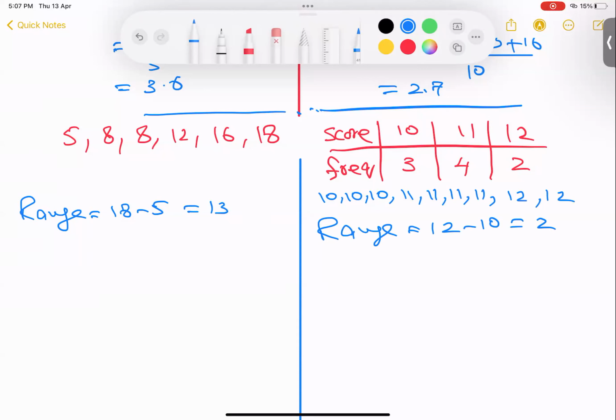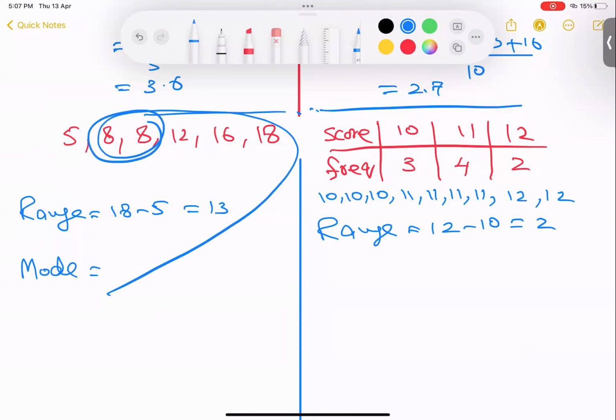Very clear, alhamdulillah. Now I'm going for finding the mode. Mode is the highest repeating number. 8 is repeating the most here.